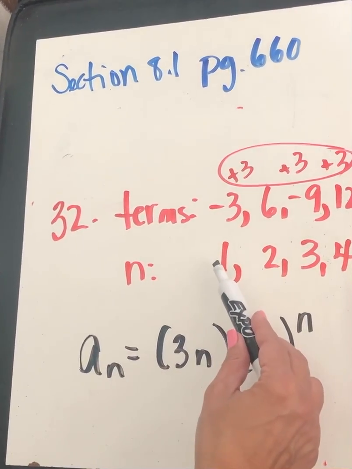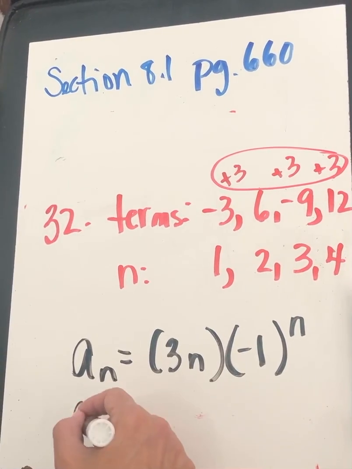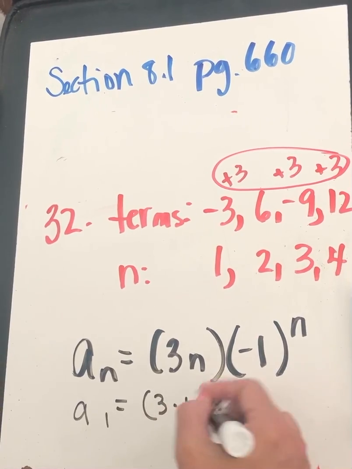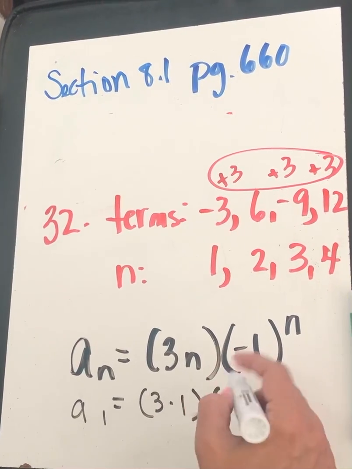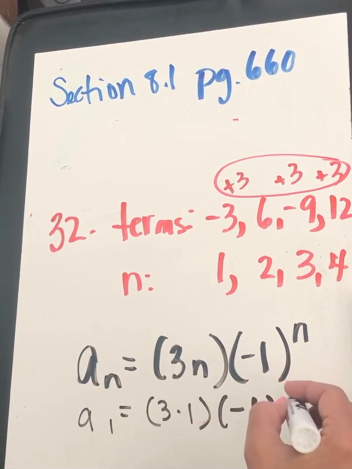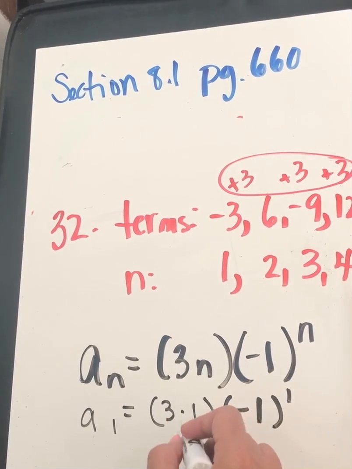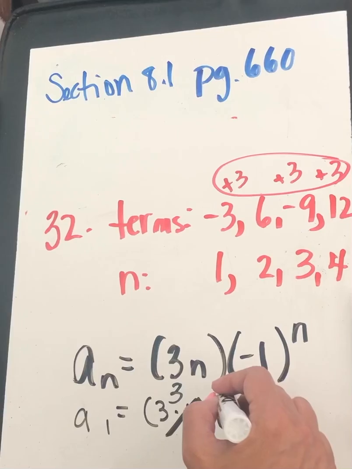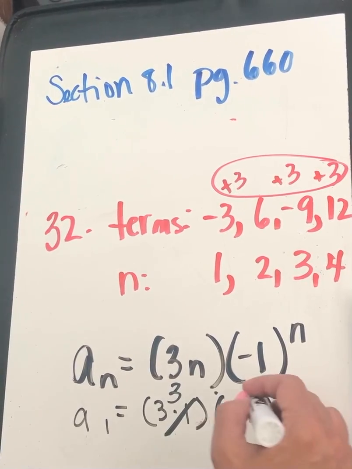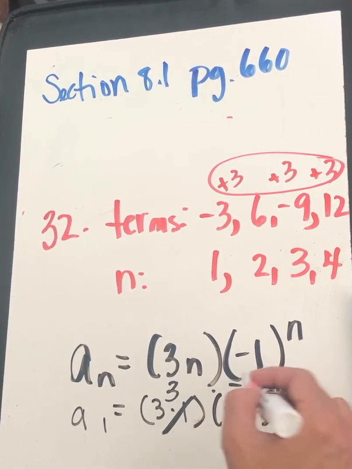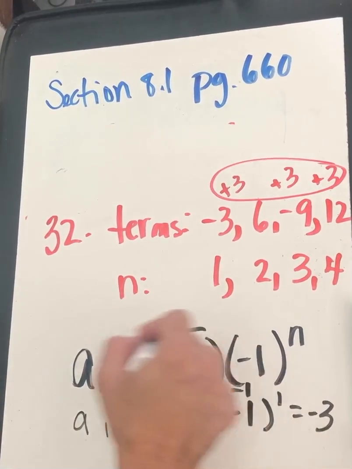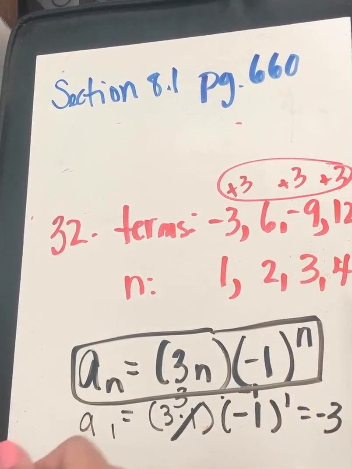So if we're finding when n equals 1, we would take 3 times 1, because that's what n is, and then we would multiply that times negative 1 to the power of 1. So 3 times 1 is 3, and negative 1 to the first is negative 1, so 3 times negative 1 equals negative 3. So that would work then. That is the explicit formula.